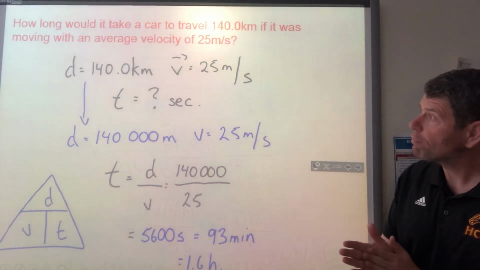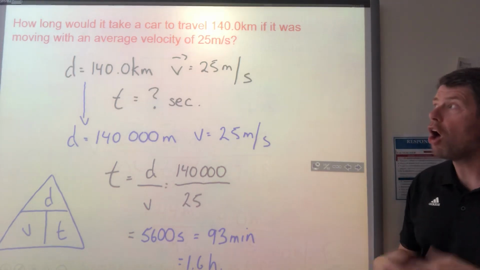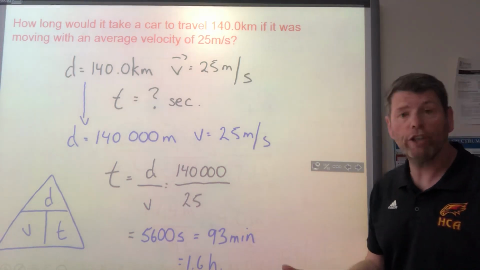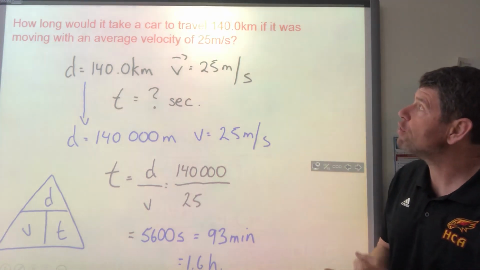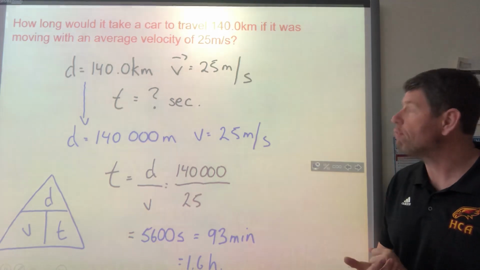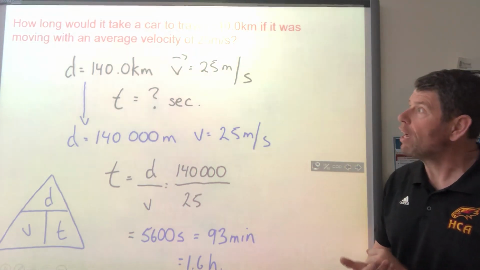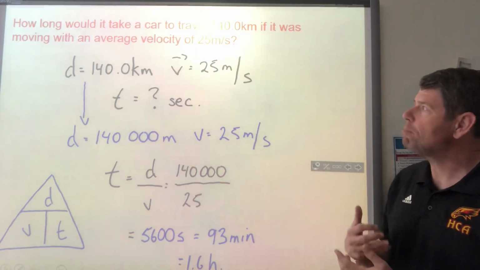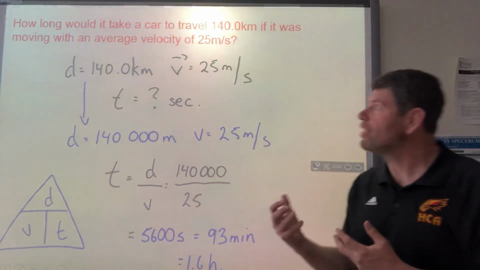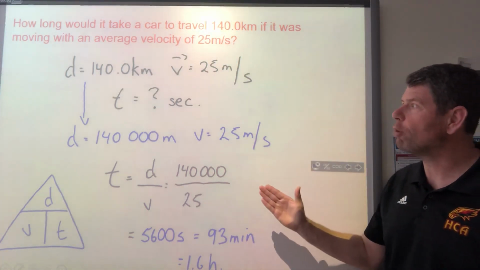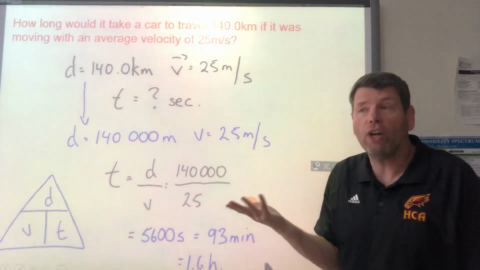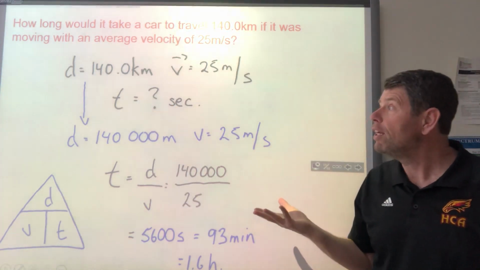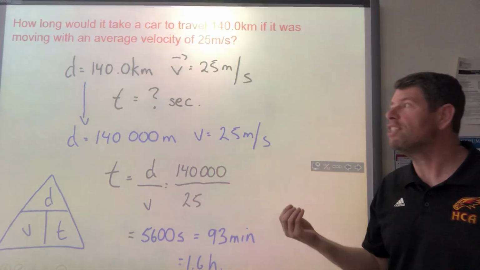Last question here. Let's say we were asked how long would it take a car to travel 140 kilometers if it was moving with an average velocity of 25 meters per second. So this time we are working, really this could be a speed question. Direction is actually not going to be terribly significant because we're asked for time, and time is not going to have a positive or negative value. So we could treat it actually more like a speed question.